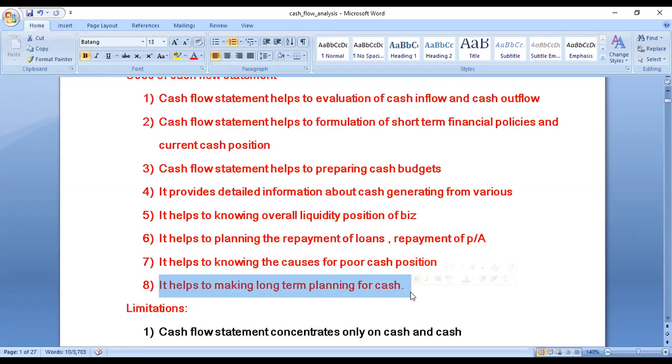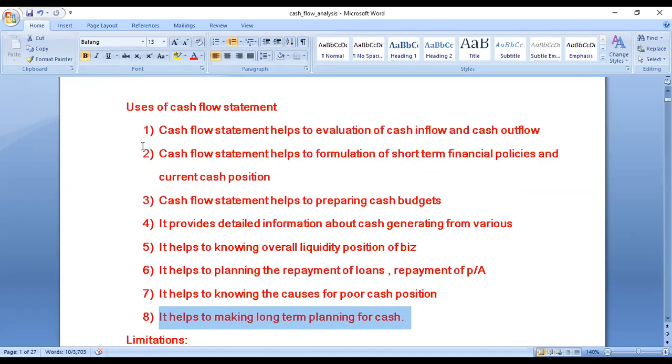So already we know that the cash flow statement helps in formulation of short-term financial policies and the current cash position, and it also helps in making long-term planning policies for maintenance of cash balance. For maintenance of cash balance, to make long-term plans you need a cash flow statement, and to make short-term plans you also need a cash flow statement, my dears. So these are the benefits, advantages or uses of the cash flow statement.